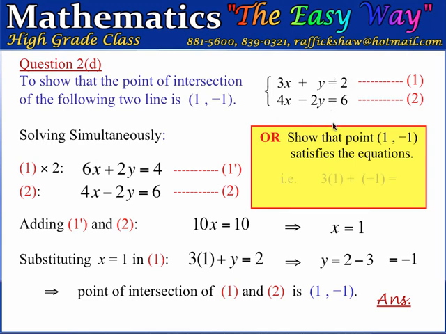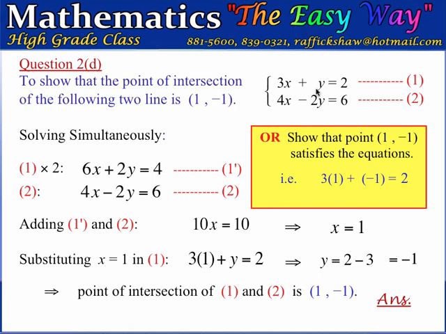Let's do the first one. In the first one, if we substitute 1 for x and -1 for y, we would have 3 times 1 plus -1. 3 times 1 is 3, plus y is -1. So this really is 3 plus a -1, or we can say 3 minus 1. 3 minus 1 is 2, and so that satisfies the equation. This point satisfies the first equation.